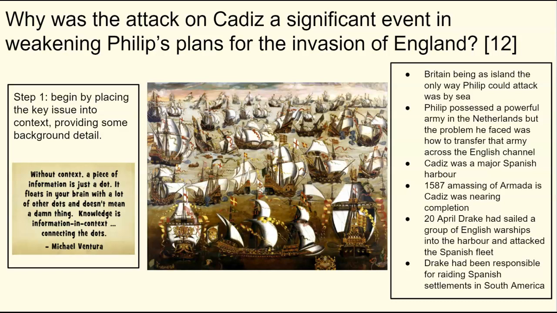You are proving to the examiner that you can place the attack on Cadiz as an event. You are placing it as an event that is significant within the Armada. You're also indicating to the examiner why the Armada was coming about. You only need very short sentences on that just to prove you know why the tensions were there, that Drake has something to do with this, that it's about the Spanish transporting their army. So you're just basically indicating to the examiner that you know where Cadiz sits within the bigger picture of the Armada.